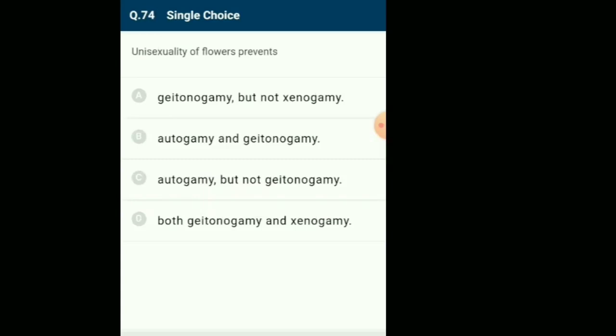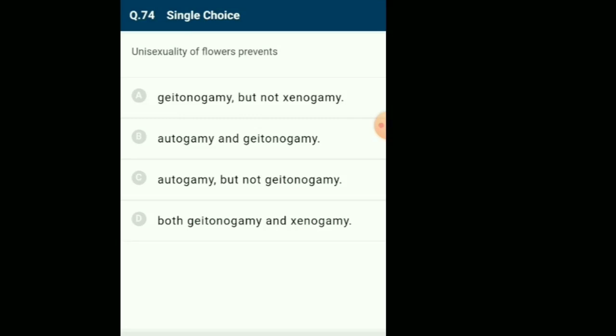Question number 74. Unisexuality of flowers prevents. Unisexuality or dicliny is a condition in which two types of unisexual flowers are present: staminate, that means male flower, and pistillate, female flower. The plant may be monoecious or dioecious. This is a device for cross pollination or xenogamy.